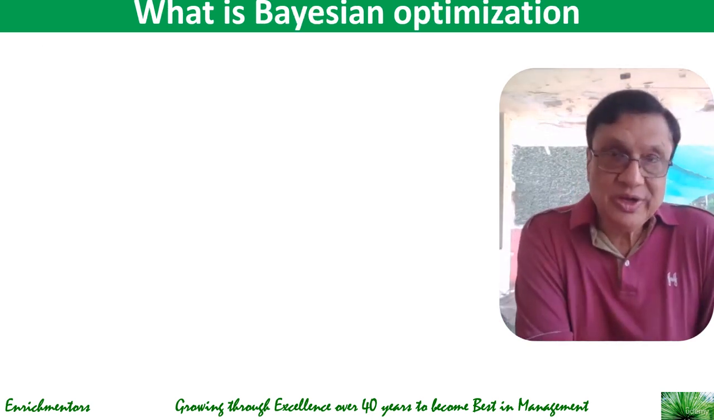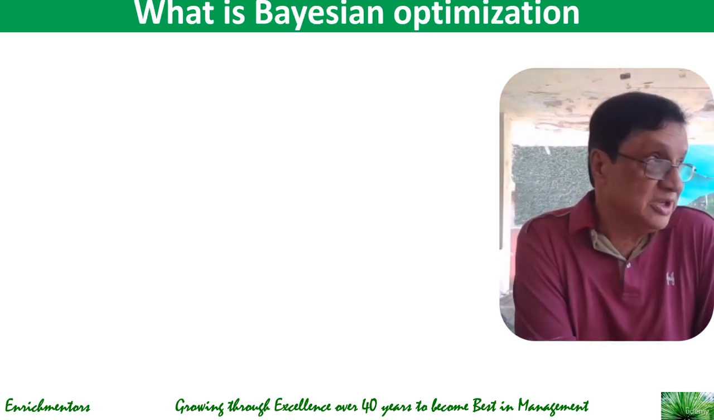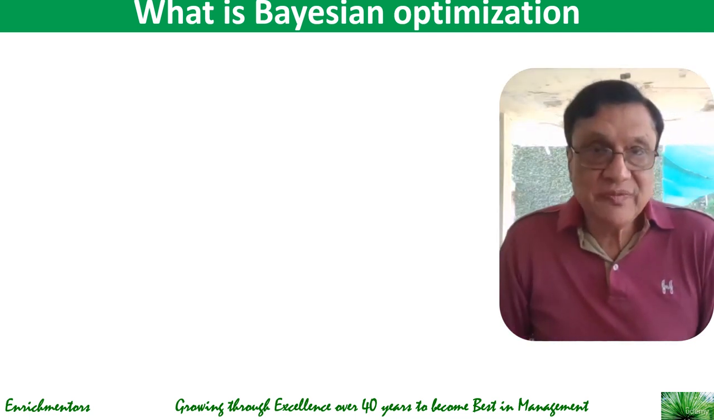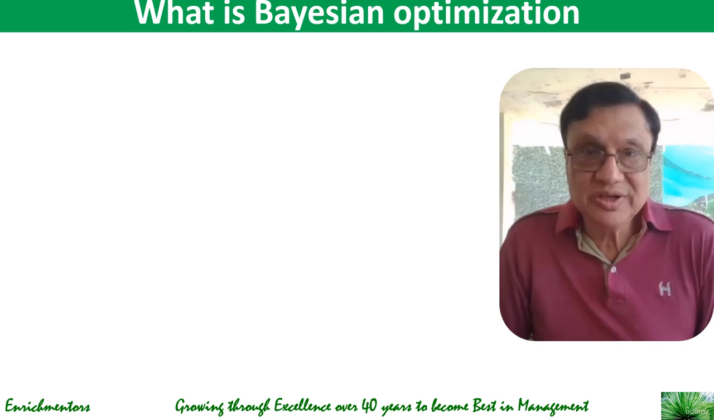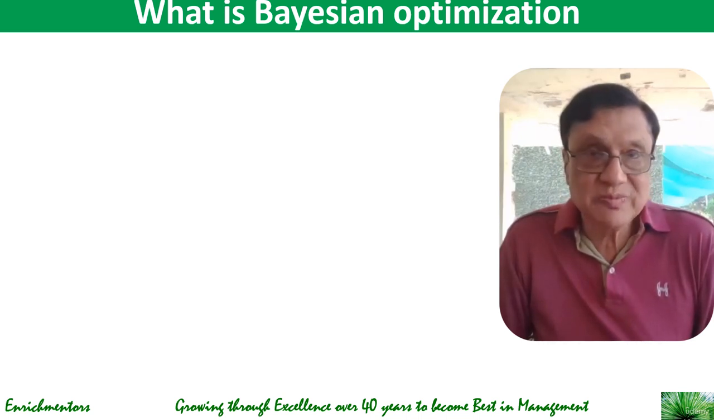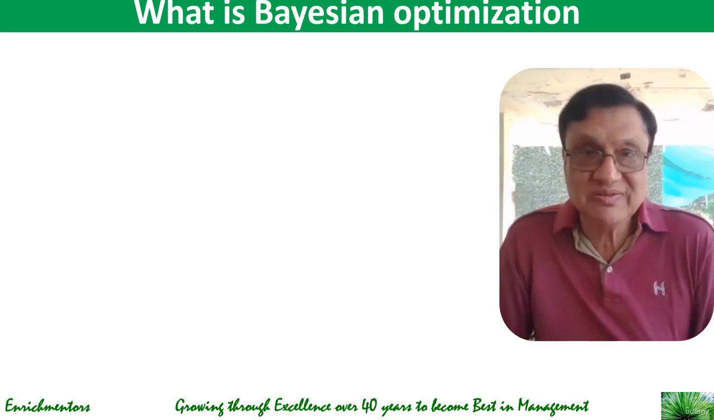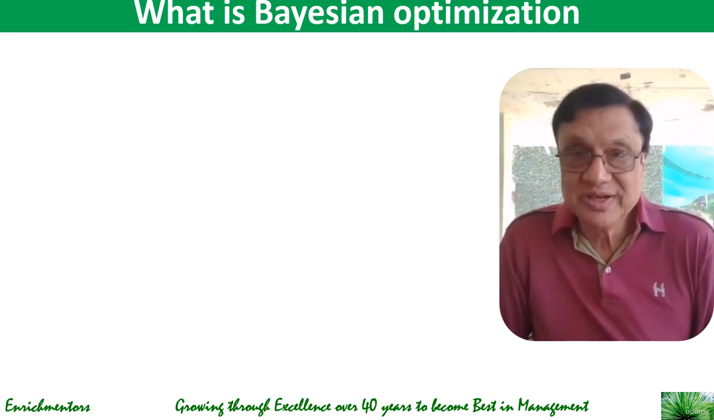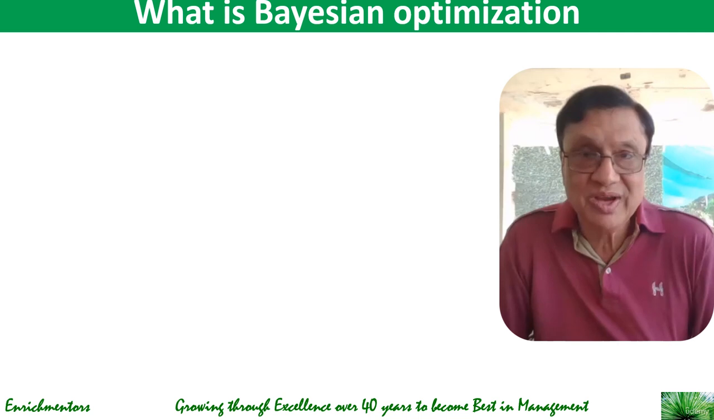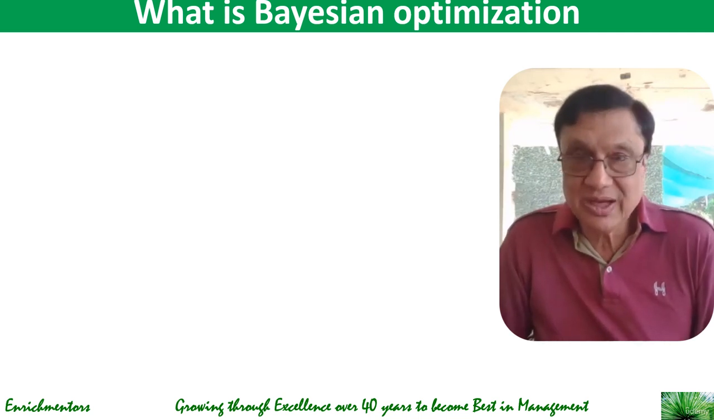Then let's take a look at Bayesian optimization. What is Bayesian optimization? Bayesian optimization is a sophisticated method for hyperparameter tuning, especially useful when dealing with expensive to evaluate objective functions. Unlike grid search and random search, which explore the hyperparameter space by exhaustively evaluating predefined points or randomly sampling points, Bayesian optimization builds a probabilistic model of the objective function and uses it to select the next set of hyperparameters to evaluate.